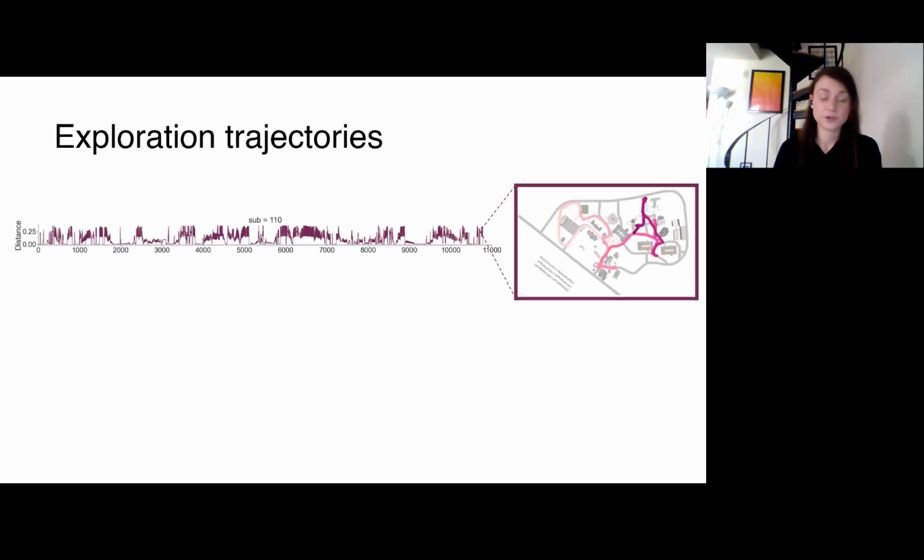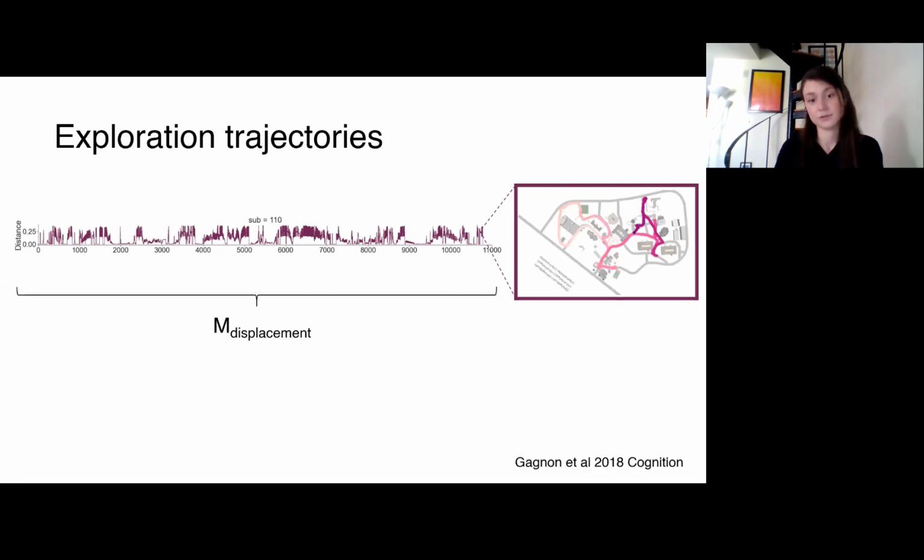Another measure that we can look at is mean displacement, which has also been used in relation to cognitive maps before in this paper by Gagnon and colleagues, where they were looking at displacement from an origin, and we simply looked at displacement from time point to time point. So it's essentially movement speed.